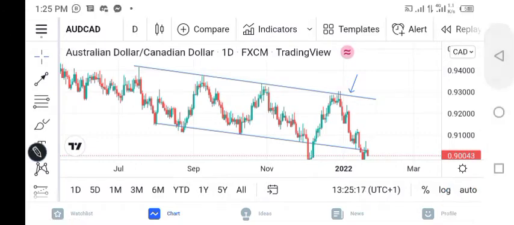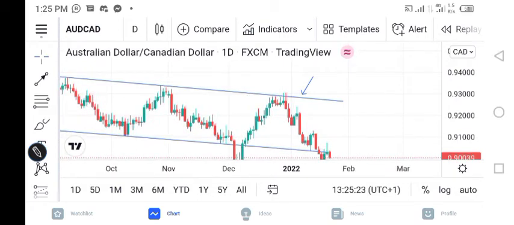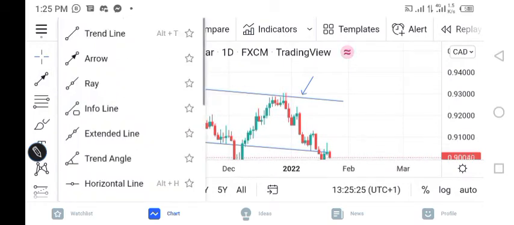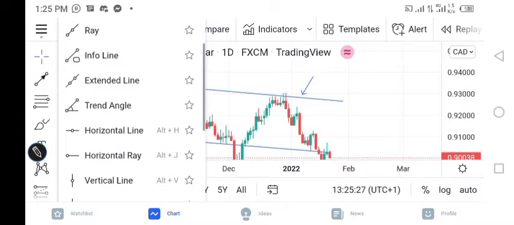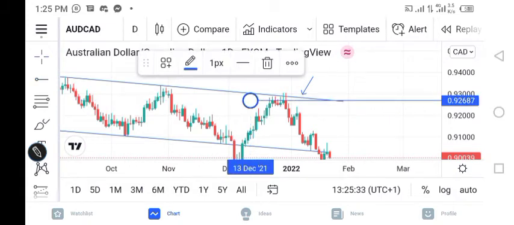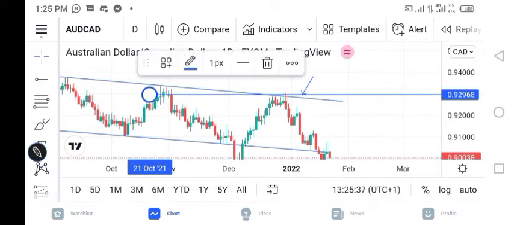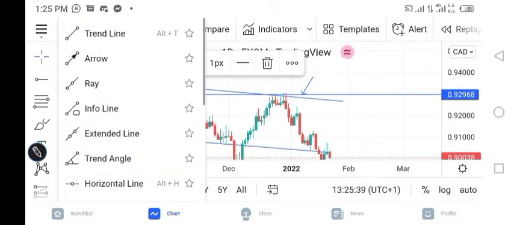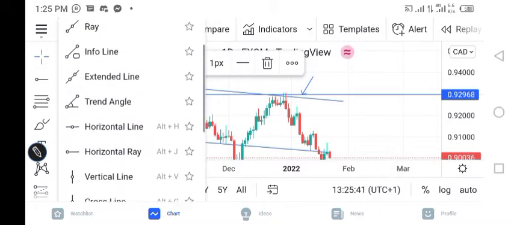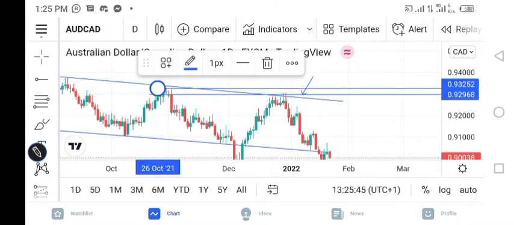Remember, I'm teaching supply and demand. I said in my previous video that a supply level is a level where the market makes the last bullish or bearish candle before the market makes a big movement down. So we can identify this to be our supply level. We have a supply level right here.